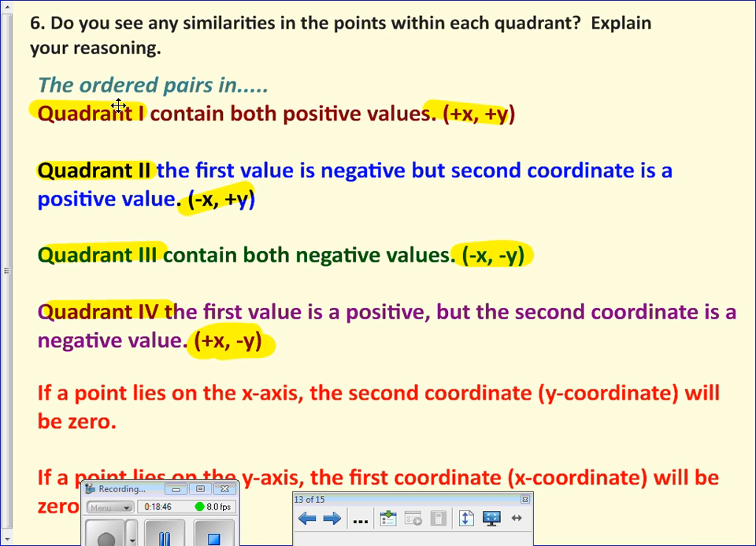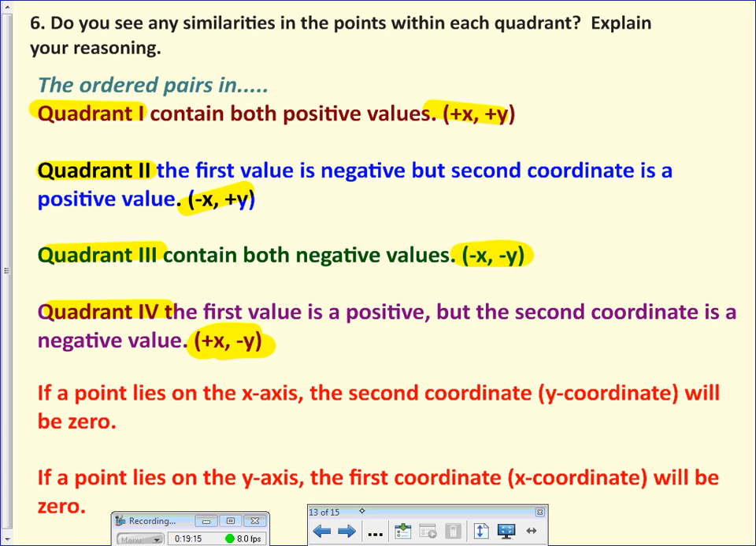Now sometimes it doesn't land in a quadrant. Sometimes it can be sitting right on the x-axis or sitting right on the y-axis. So if it's sitting on the x-axis, that means the y-coordinate was 0. We didn't go up, we didn't go down. And if it's sitting on the y-axis, that means your x-coordinate was 0 because you didn't go over anywhere.